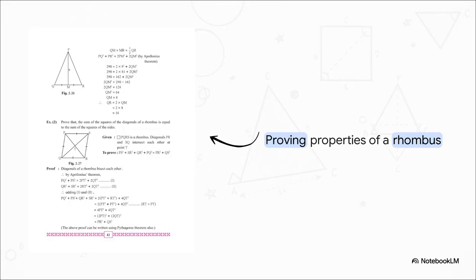Let us move to another beautiful application. Take a look at this shape. The Apollonius theorem is not just for finding numerical lengths, it is also a fantastic tool for proving properties of shapes. Here we have a rhombus, PQRS. The diagonals PR and SQ intersect at point T. We need to prove that the sum of the squares of all 4 sides is equal to the sum of the squares of its 2 diagonals.